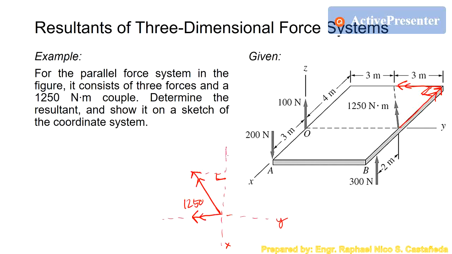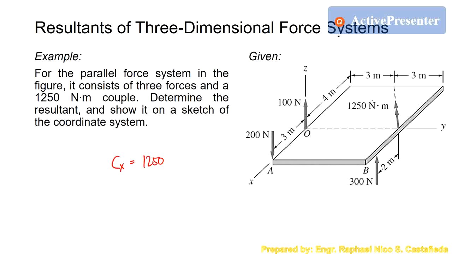So what will happen is, we check the slope of this couple. This is 4 and 3, so this will be 3 and 4. The X component of the 1250 couple is basically in the direction of the 4 meters. This is a 3-4-5 triangle. So this is 1250 times 4 over 5, and CY is 1250 times 3 over 5. Both are negative because they are opposing in the direction. This one is negative X, and this one right here is negative Y.